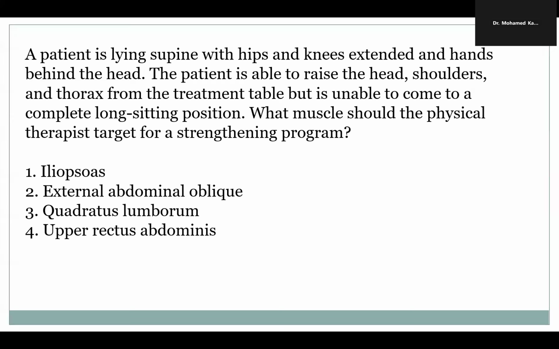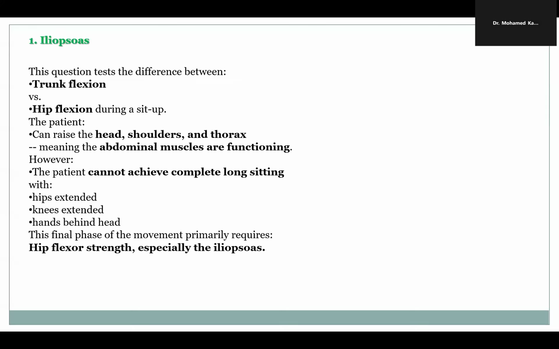The iliopsoas, the external abdominal oblique, quadratus lumborum, upper rectus abdominis. Which one is the correct option? And the correct option is iliopsoas, but let's explain why. So this question is actually asking you about the difference between trunk flexion and hip flexion during a sit-up.